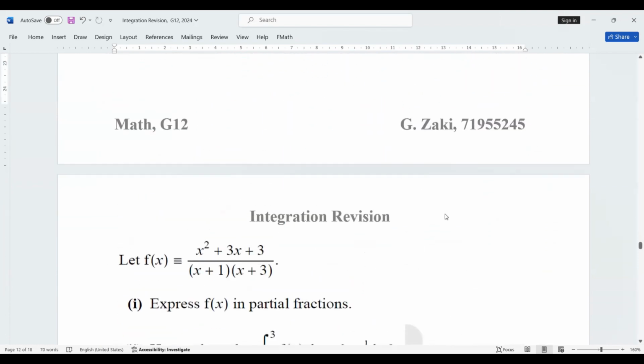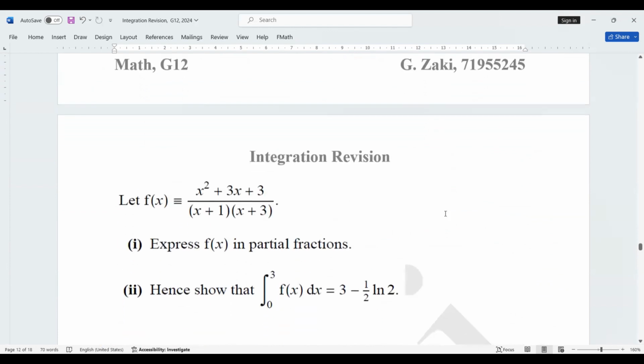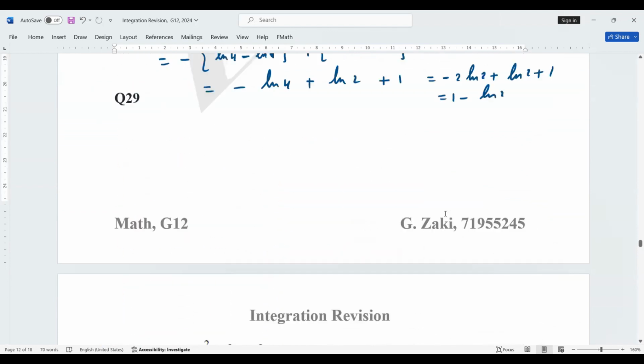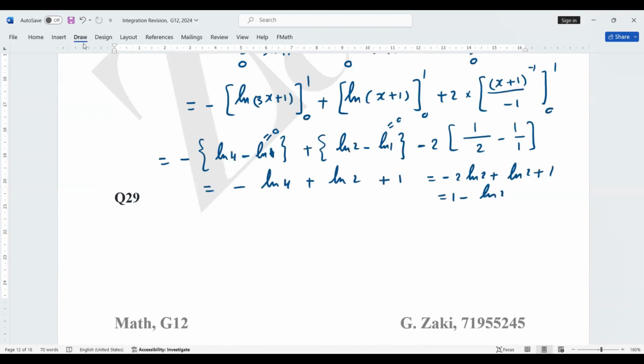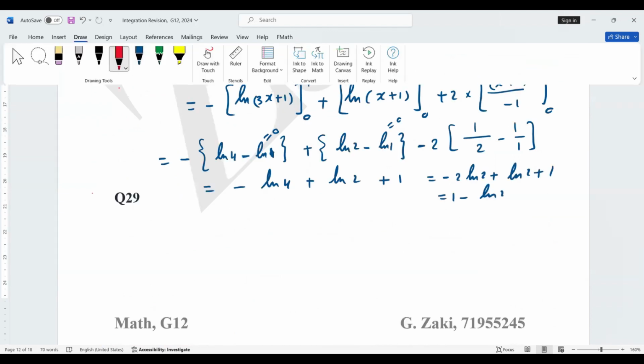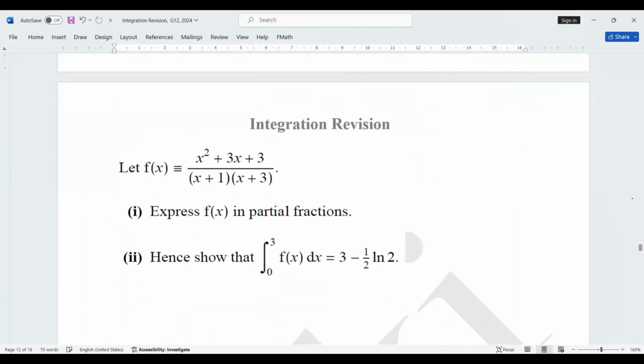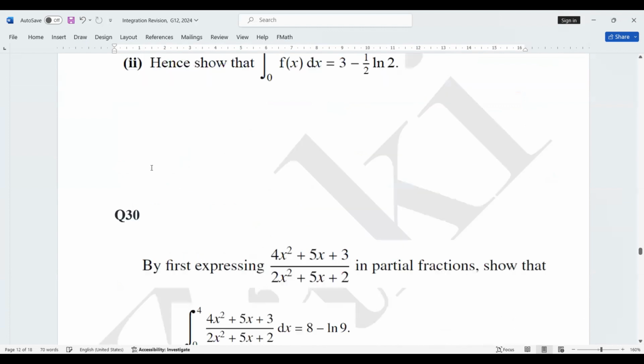Okay, this one will be a homework, but it is long division. Take care. So this question, number 29, will be a homework for you. Here I give you the idea because here it is an improper fraction. Then you have to expand the denominator. So it's x squared plus x plus 3, and this x squared plus 3x plus 3, it's long division. You will get this answer. Now, next.